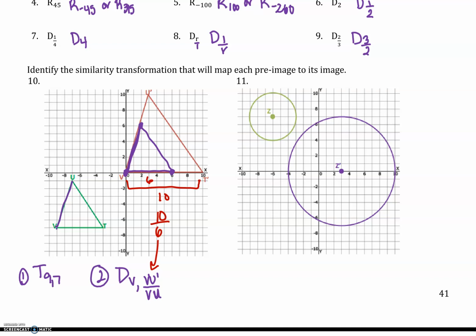Okay, so if I wanted it as function notation, I would make sure to put the dilation first, because these work right to left, and then put your pre-image in the parentheses. Either way is acceptable. You can also write it out in words.